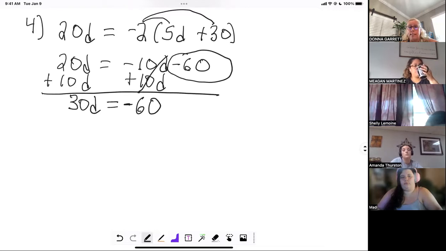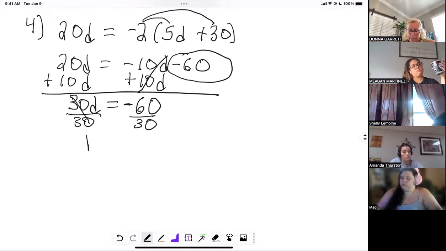Then I want to solve for D. I have a 30 with my D. How do I solve for D? I'm going to divide both sides by 30, so I can get D by itself. I have D is equal to, okay, -60 divided by 30 is really just -6 divided by 3, which is just -2.